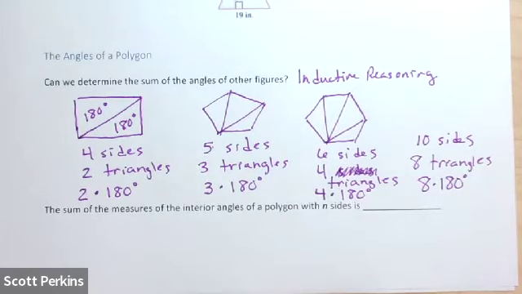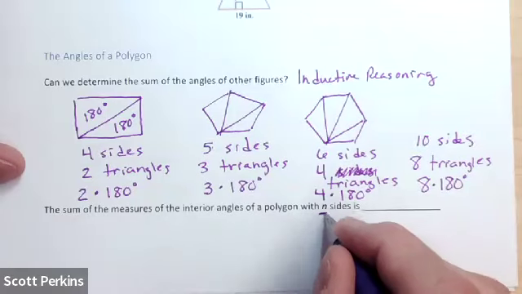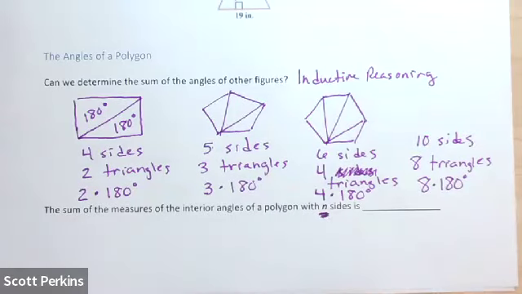But here's what I need you to remember. This will come up on your homework. It's going to come up on the test when you take it. In general, the sum of the measures of the interior angles of a polygon with n sides, now it's just n for number, just whatever number. We've done 4 and 5 and 6 and 8. Is going to be like this.